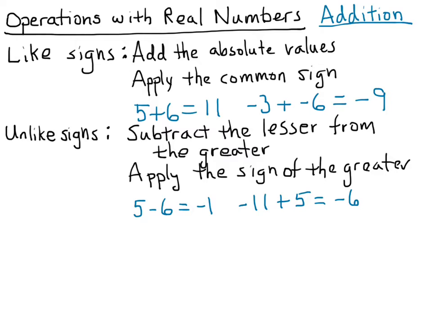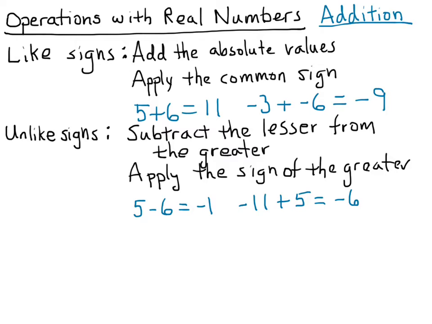Okay, so we back up to where we're starting, operations with real numbers. When we have like signs, we just add the numbers and apply the negative sign. When we have unlike signs, what we do is subtraction. We take the larger one, subtract the smaller one from it, and then apply the sign of the greater one. So if we have 5 minus 6, that's 6 minus 5 is 1. Since the sign of the 6 is negative, we apply that to the 1.